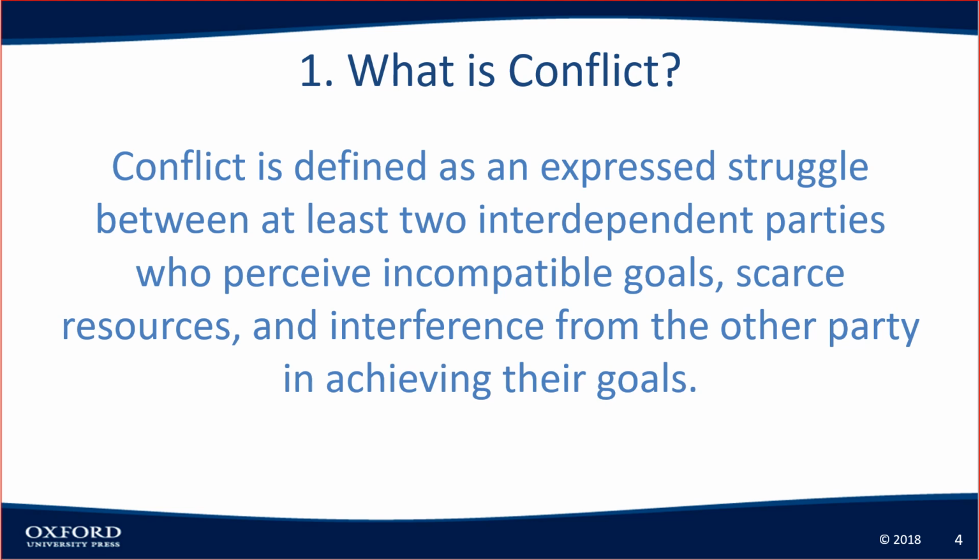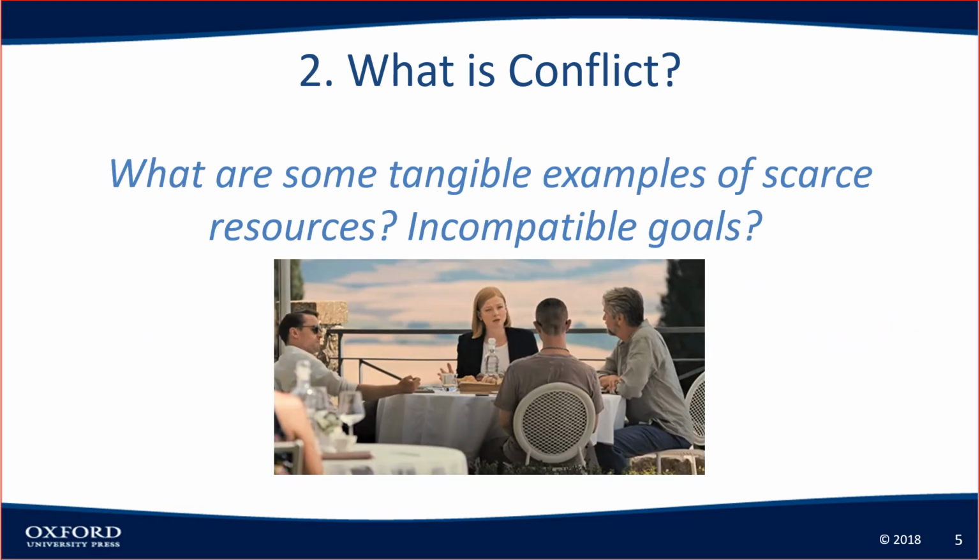Some key points in this definition is an expressed struggle between two interdependent parties. Both parties must know that there is a struggle, and they must be interdependent, who are seeking incompatible goals. There aren't enough resources to balance this out, and one party and the other want to achieve their own goals. What are those scarce resources?